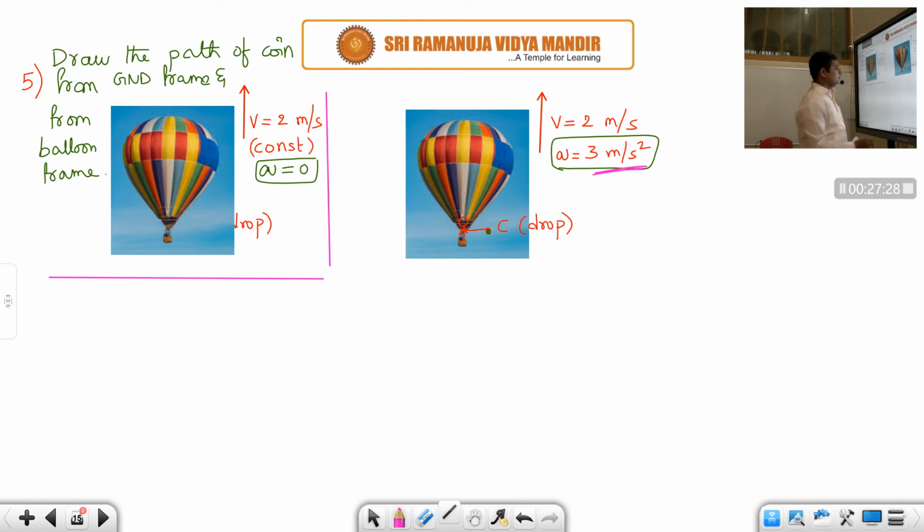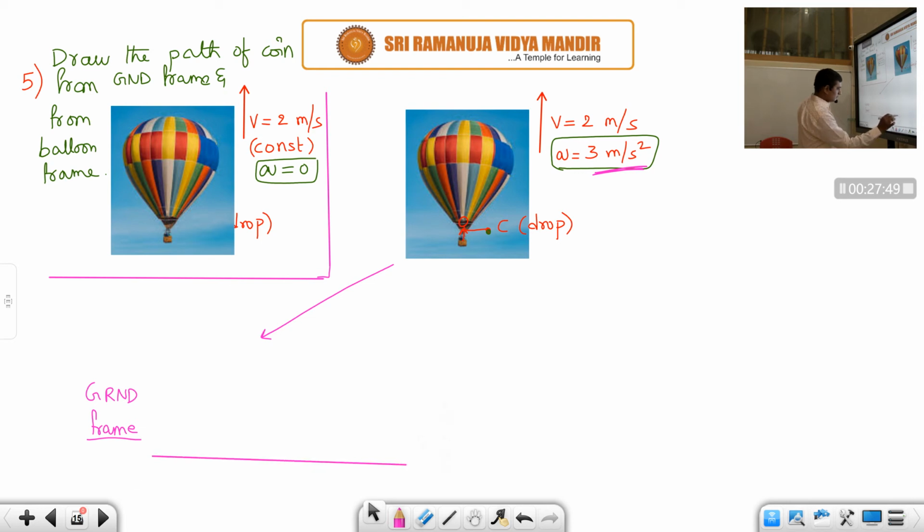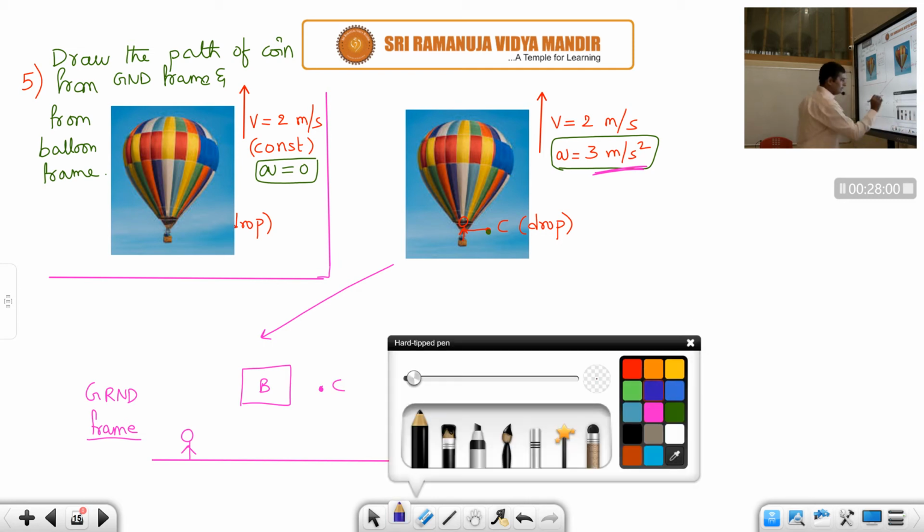Okay, now what I'll do, students, this is anyway first part. Now second part. For this first I'll write down from ground frame. From ground frame, what are the values? I am standing on the ground, and this is the balloon, and this is the coin. Okay, students. Now I am writing these values.